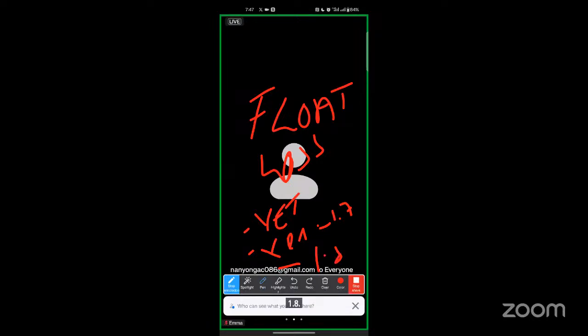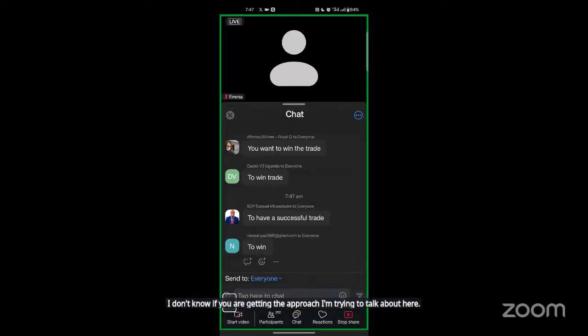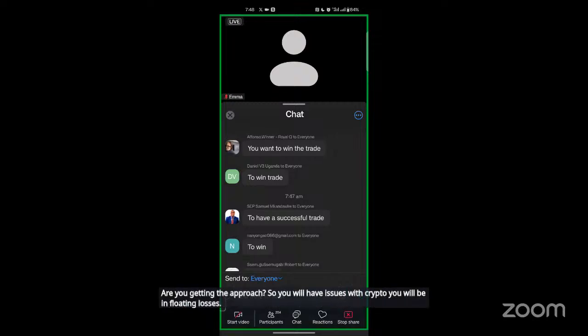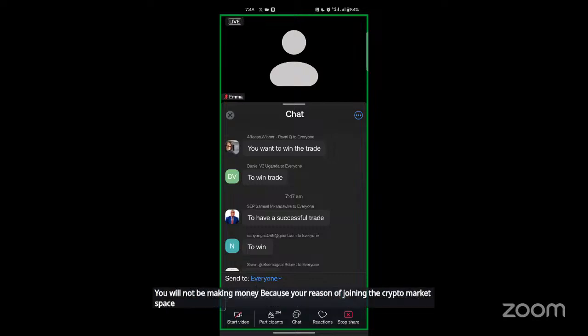Are you getting the approach I'm trying to talk about here? So you will have issues with crypto. You will be in floating losses. You will not be making money because your reason for joining the crypto market space is to make money.